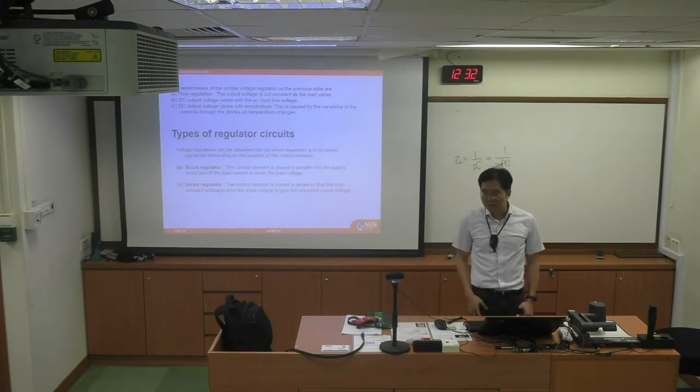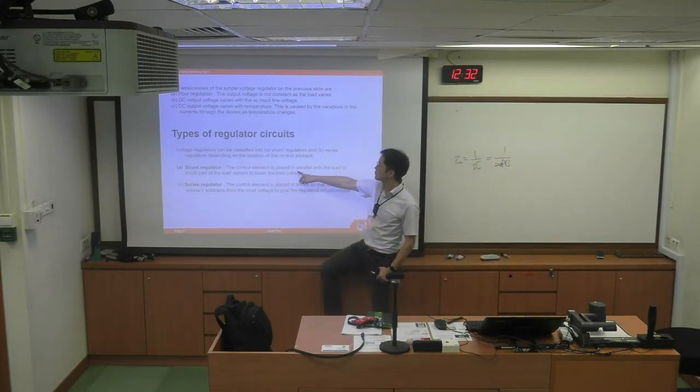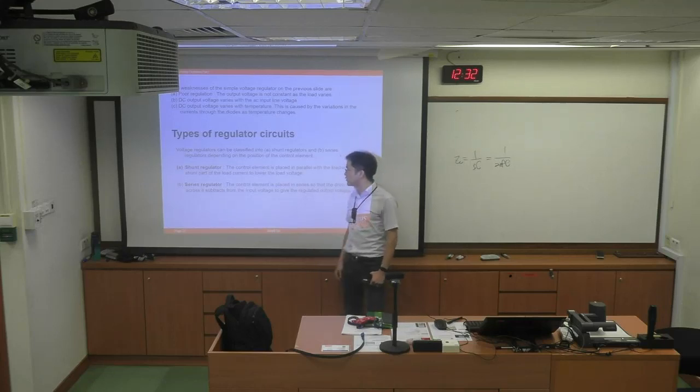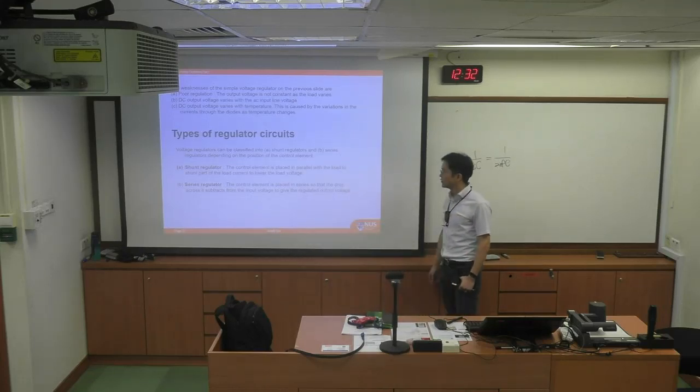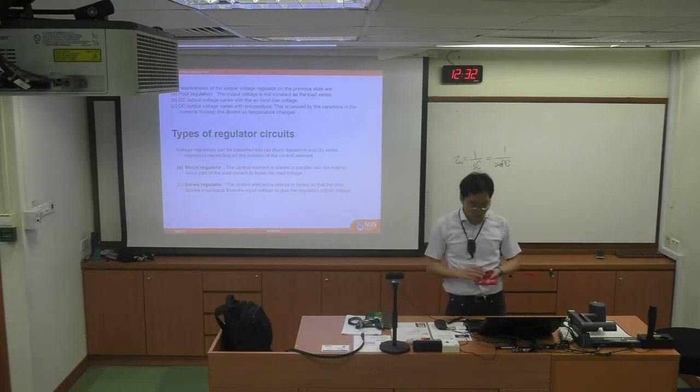So there are two types of regulators. First is the shunt regulator, where the control element is placed in parallel with the load, the shunt part of the load. We'll come back to that. And the second is more commonly used, the series regulator. The series regulator is where the control element is placed in series with the load. The voltage drop across that subtracts from the input voltage to get the regulated output voltage. But that is the more commonly used version.